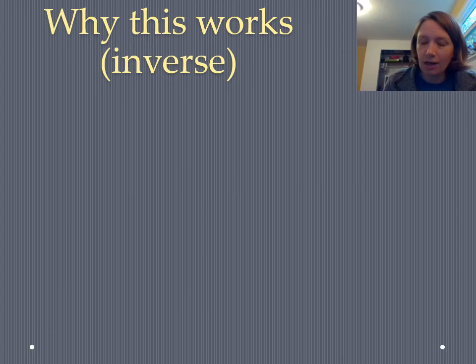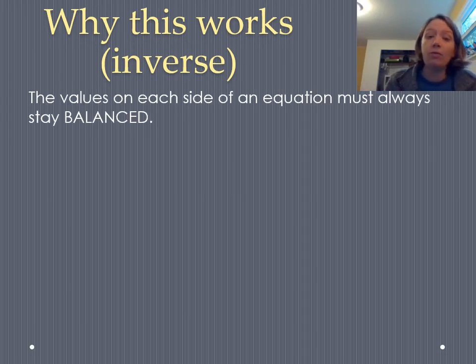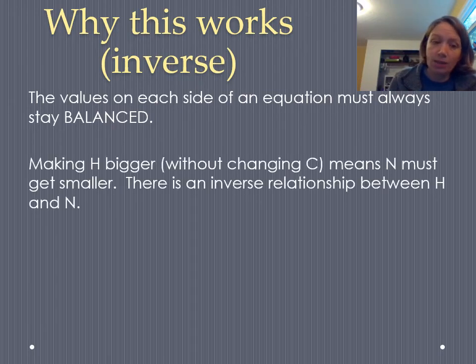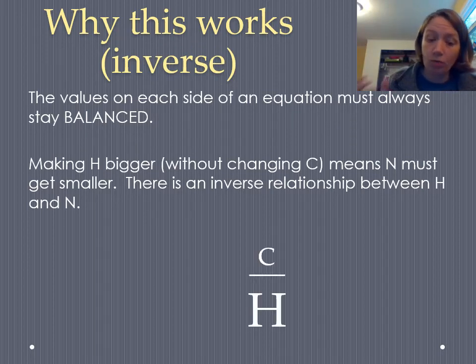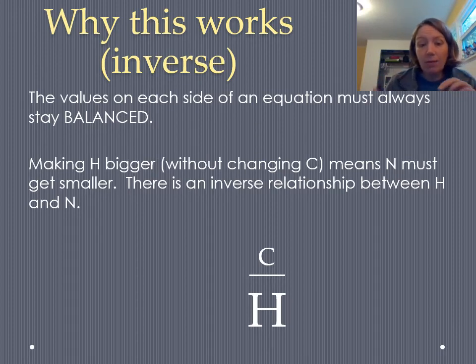Okay, now let's look at building equations from the perspective of the inverse relationships. Again, we have to keep the values on the two sides balanced, and so if one of the variables changes, the other side of the equation is going to have to change as well. So this time, if we make H a bigger value, more homework, but the same amount of candy. We're not changing the C now, we're just changing the amount of homework. Well, we're dividing by a bigger number.